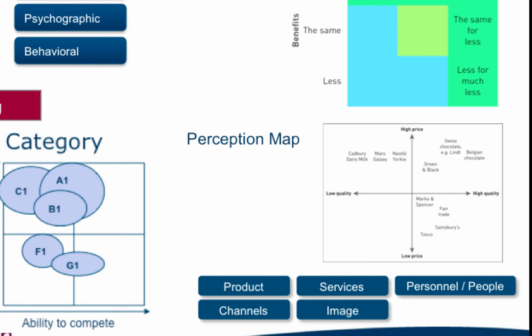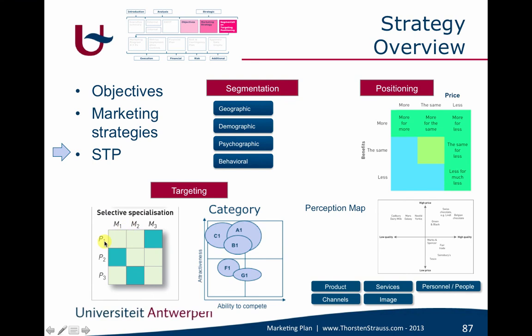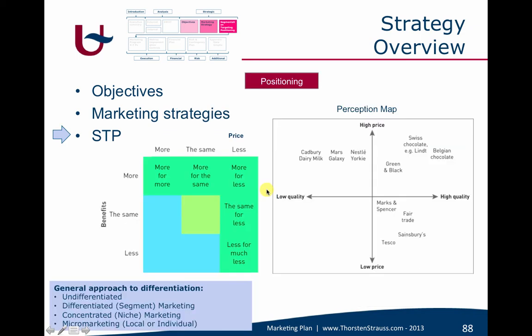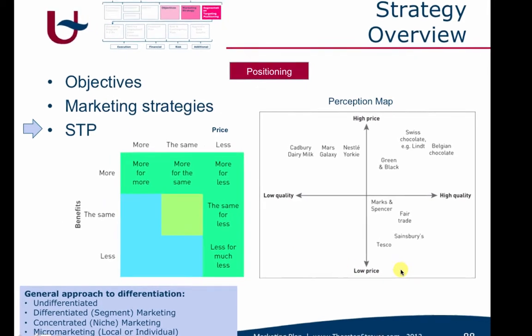We can talk about targeting. We already talked in the analysis part of external analysis about what that means, market versus product orientation, and we talked about the attractiveness of the market and the ability to compete of a category. That is what it looks like for targeting. Here is now the positioning map again in greater detail.